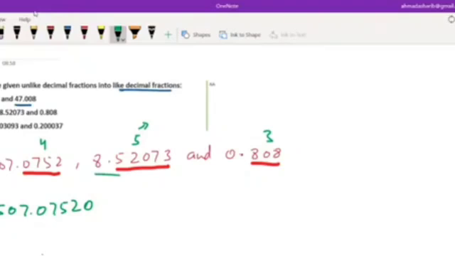Then you will write this number 8.52073. Already you are having 5 digits, so you don't have to increase 0 here. And then 0.808 and 20, increase 20 so that you can get 5 digits after the decimal.